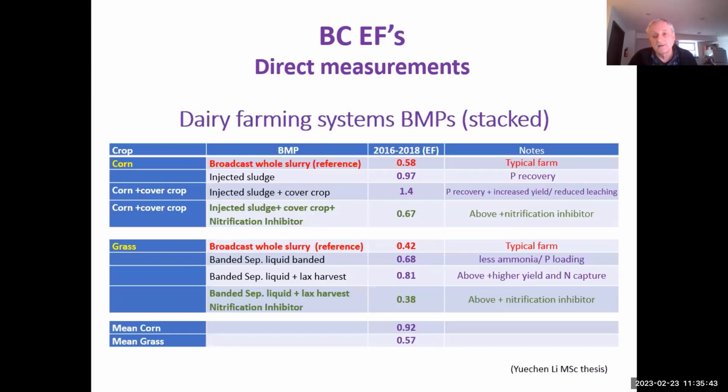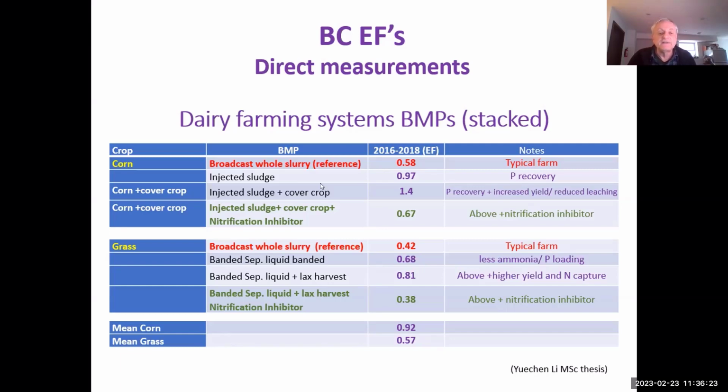And so this will be the last one. What this shows is farming systems. The top line, corn and grass, the red, shows what the farmers are actually doing. We replicated that on the farm: rates, method, and so on, crops. And then we find that the emission factor for corn was 0.58, over 2 years. Carson was heavily involved in this work. Thank you, Carson. And we've carried this on now, and we're trying to get the next 3 years of data put together. So we have 0.58 for corn and 0.42 for grass.